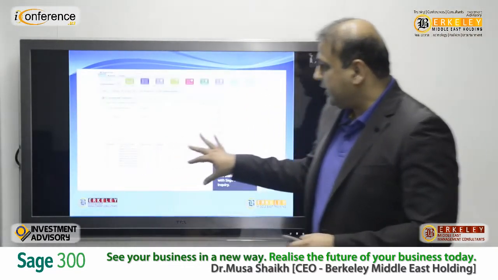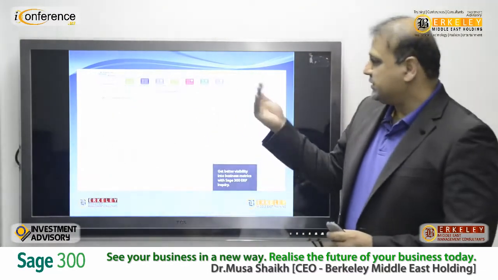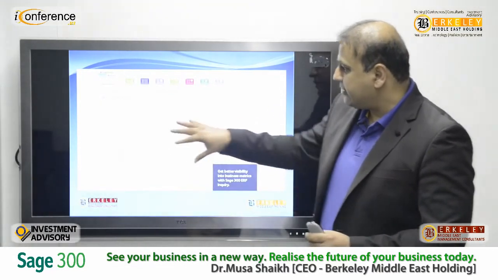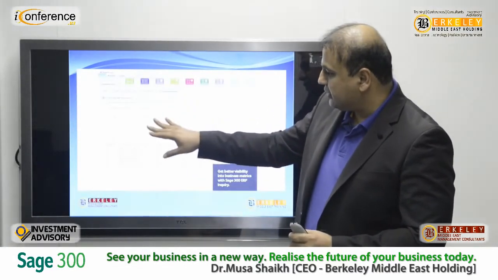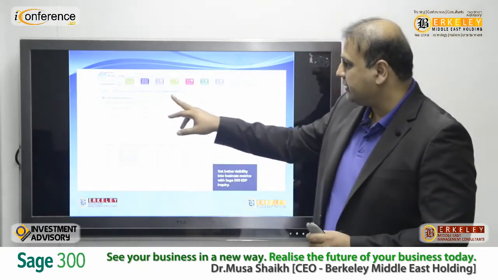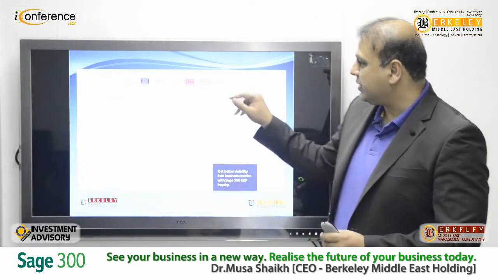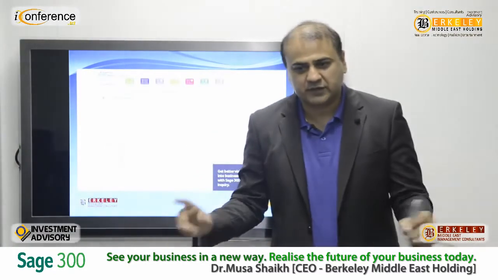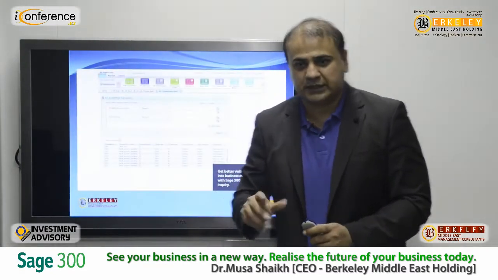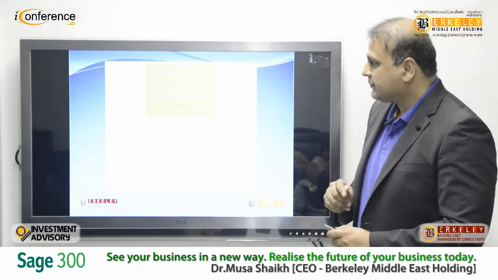This is an interface of Sage ACCPAC, previously called ACCPAC. So this is now Sage 300. You can see this is a transaction query. You call a query and you can have multiple queries here. And these are some shortcuts you can see for banks, company profile, accounts payable, and receivable. So in one screen you can see the full software, and whichever function you want to go into, you can click in and it will take you to the right place.